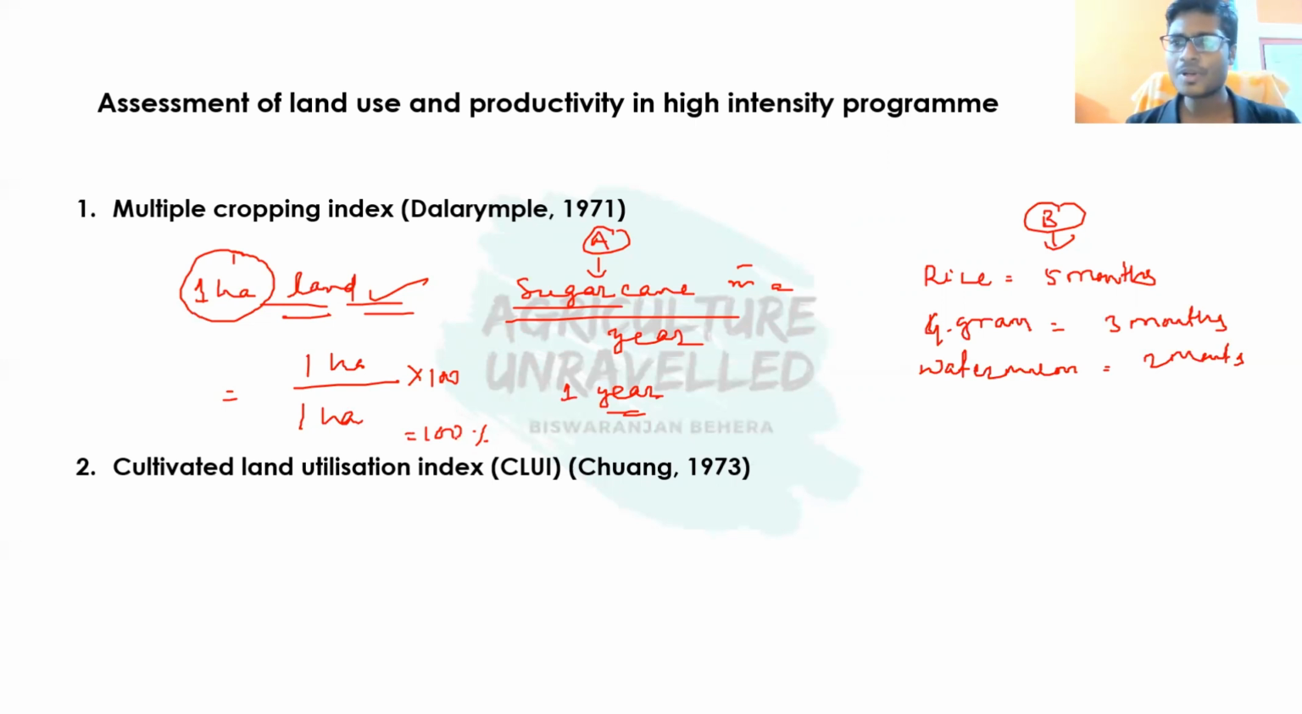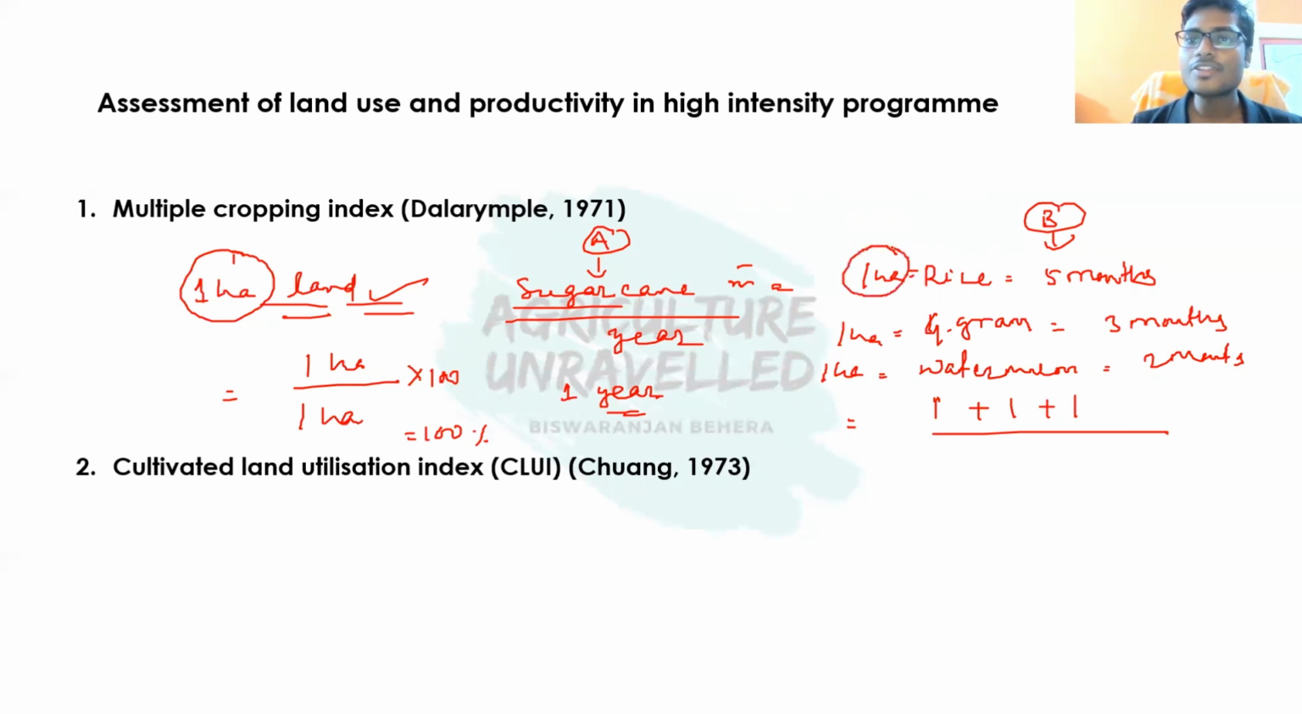But in case of farmer B, if you see the area under individual crops, here rice is 1 hectare, green gram 1 hectare, and watermelon 1 hectare. So the area under rice is 1 hectare, green gram 1 hectare, watermelon 1 hectare, divided by the net cultivated area.